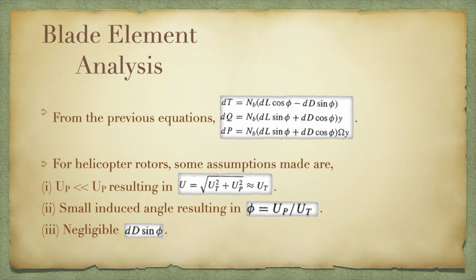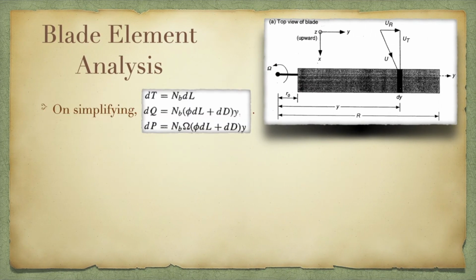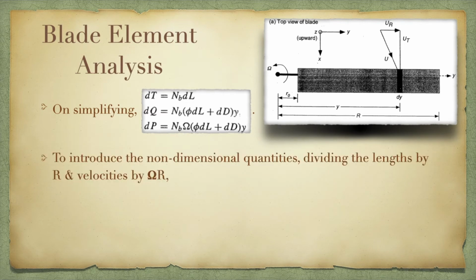Now applying these simplifications and assumptions to the equations dT, dQ and dP, we get dT is equal to Nb dL, dQ is equal to Nb into phi dL plus dD into y, dP is equal to Nb omega into phi dL plus dD into y. And for our convenience, we can introduce some non-dimensional quantities to the equations.